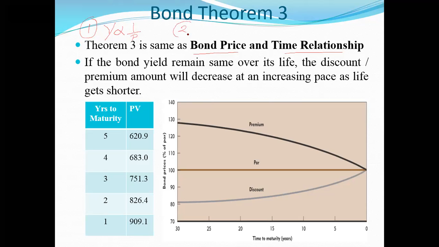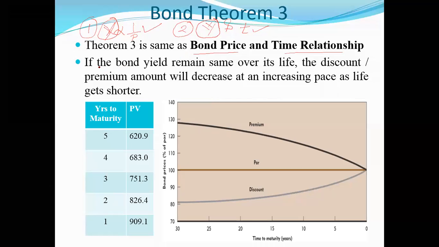Theorem 2, what does it tell you? It talks about yield and time. So in both the theorems, what is common? Yield is common, right? If I cancel this particular yield, what remains? I have only 1 divided by P and I have T. So theorem 3 basically talks about time and price. Clear? Please understand this. Now let us come to theorem 3.